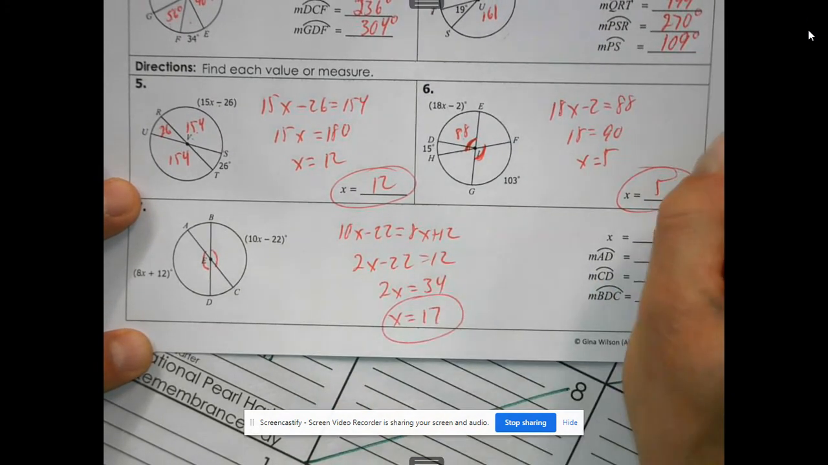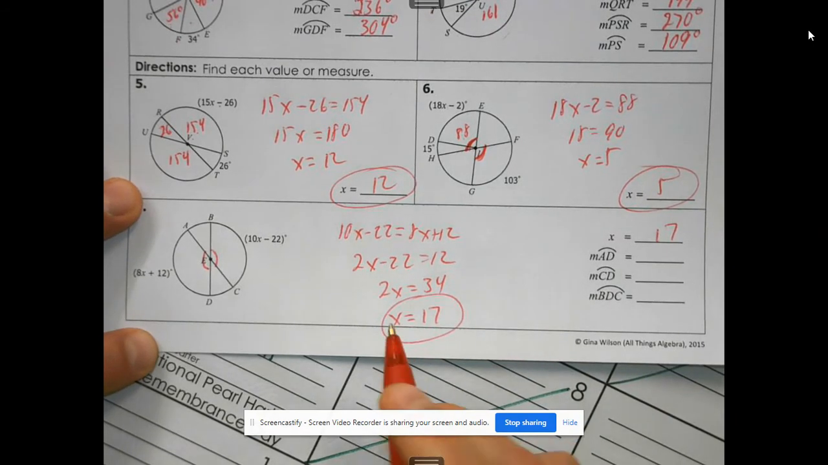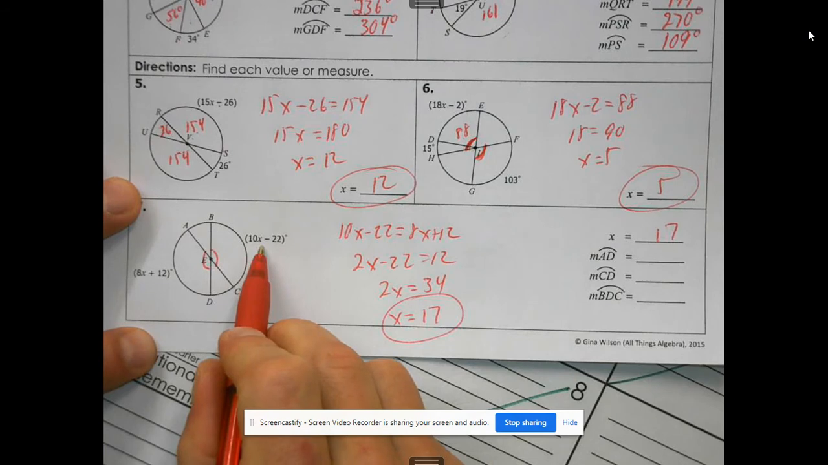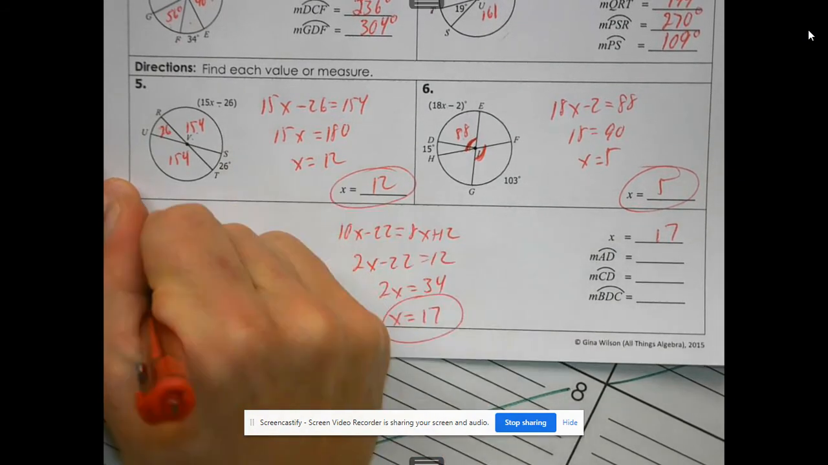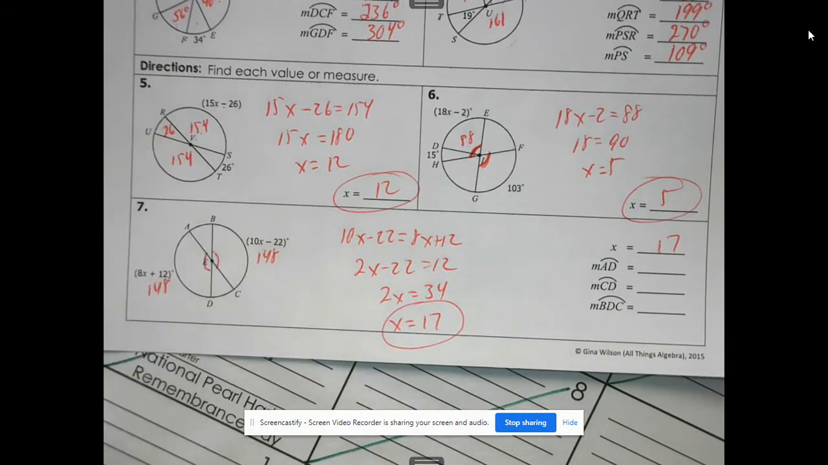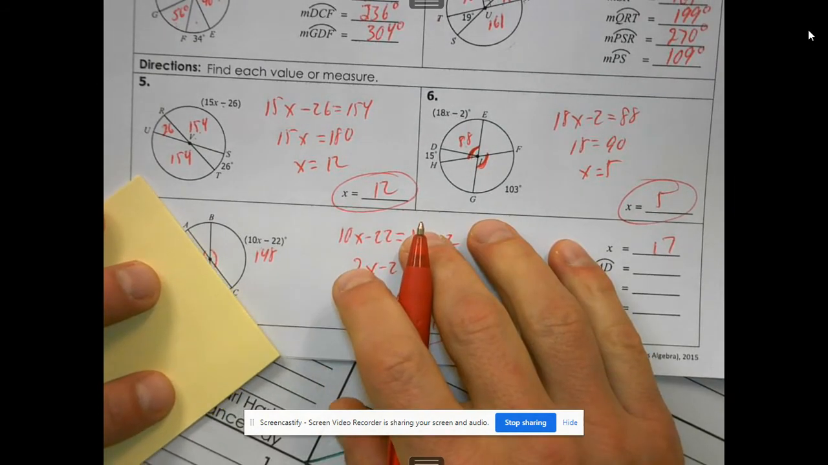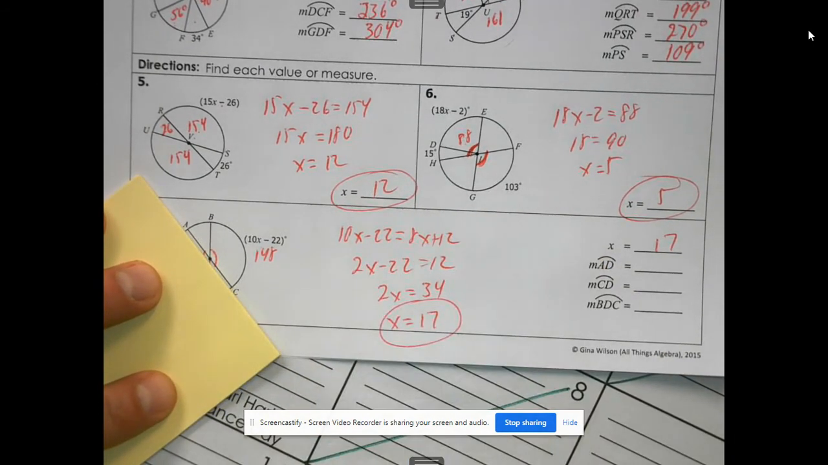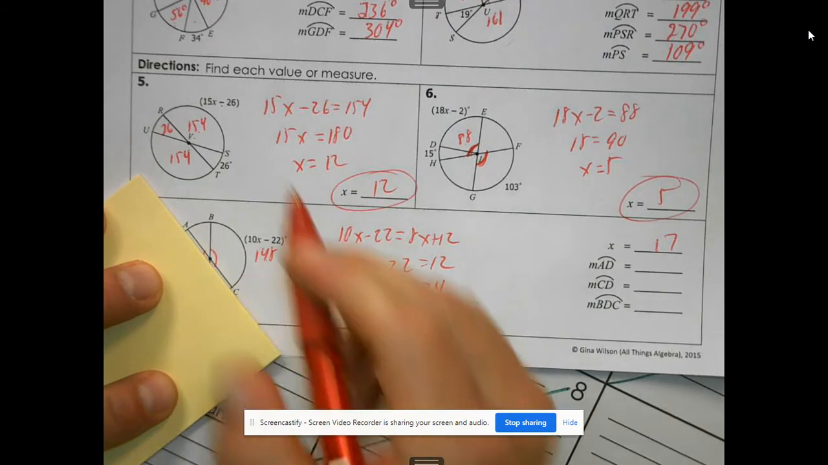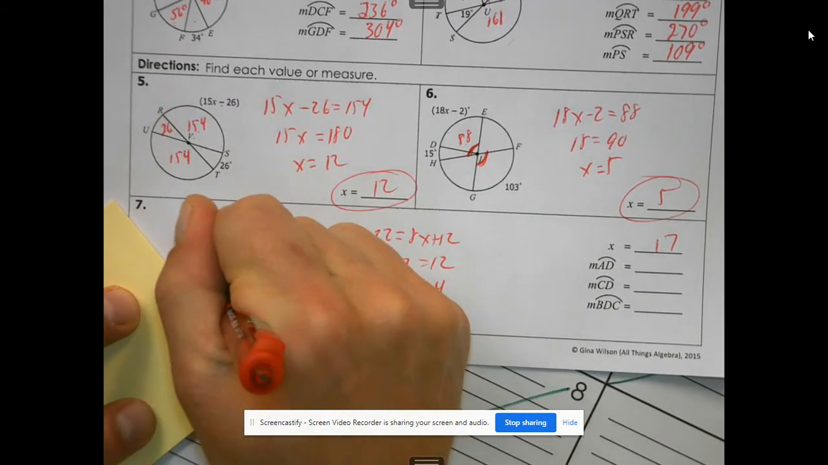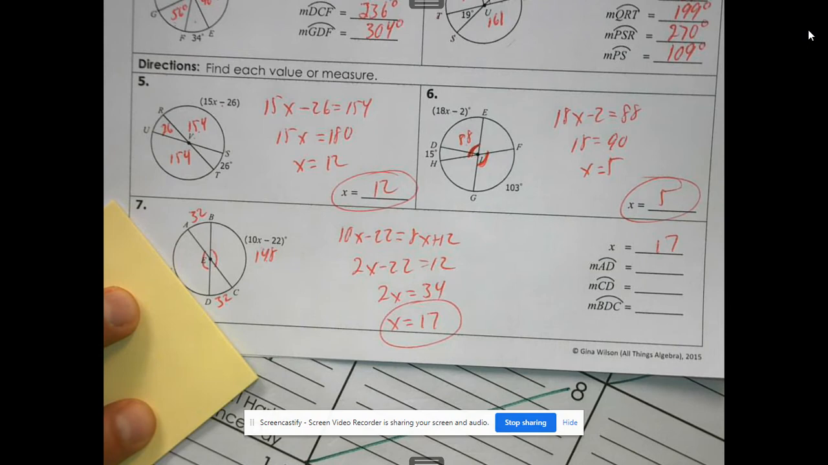So x is 17. Then we got to plug it back into some of these, right? So if I take the 17, I plug it back in right here, that gives me 148. So he's also 148. Then if I take a straight line, right, those two guys have to add up to 180. So if I take 180 minus the 148, that leaves me with 32. He's also 32 because they're vertical.